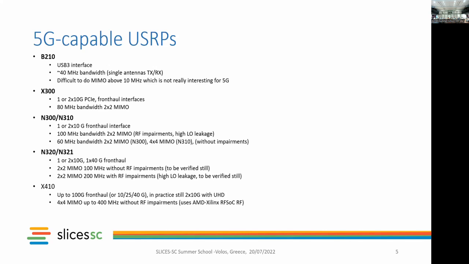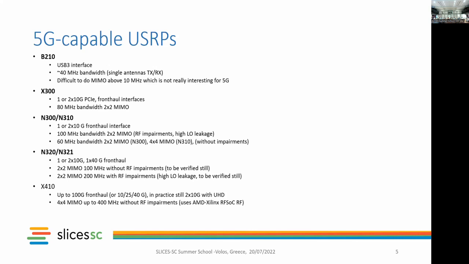The next series up, the N320 and N321, are also 2 times 10 gigabit, but they also have 40 gigabit frontal. And on these, you can do up to 100 megahertz 2x2 without any impairments whatsoever, and up to 200 megahertz with some RF impairments.